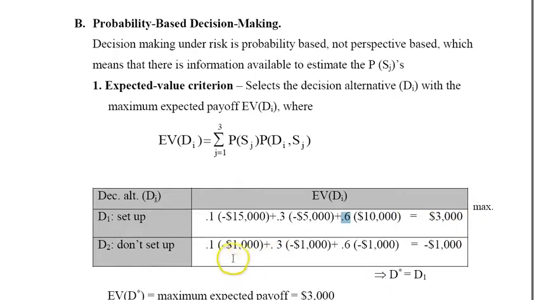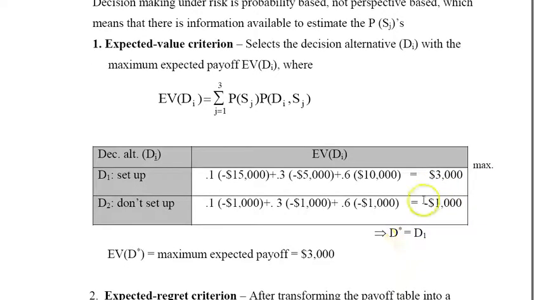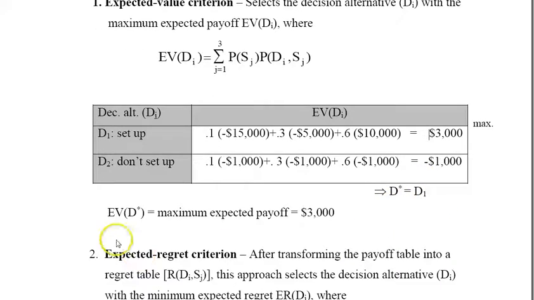If we don't set up, the payoffs are negative 1,000, negative 1,000, negative 1,000 with the corresponding state of nature probabilities, and that gives me an expected payoff of negative 1,000. So we pick the maximum payoff, which is $3,000. In this case, the optimal decision is D1, because on average, under similar circumstances, we make an average of $3,000 if we do decision 1, but we lose 1,000 if we pick decision 2. We call that the expected value of the optimal decision, or the maximum expected payoff, $3,000.